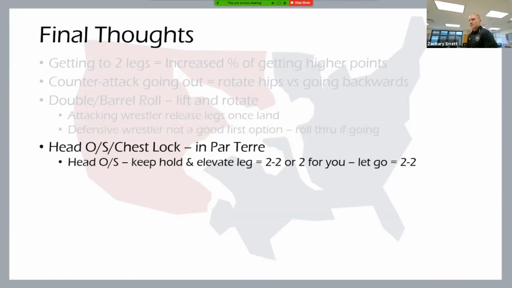Here's the head outside single, kind of chest lock position in parterre. In this case, this is again where I would want to maintain the lock all the way through and wrestle through it. So if you can keep the hold and you can elevate the leg, it'll either get scored 2-2 or it'll just be 2 for you. There's a chance that it may just get scored 2 for you. If you let go of the leg, it's inevitably going to get scored 2-2 immediately. So at least by holding the leg and elevating it and trying to wrestle through that gives you a chance of potentially only coming away with the only points here.